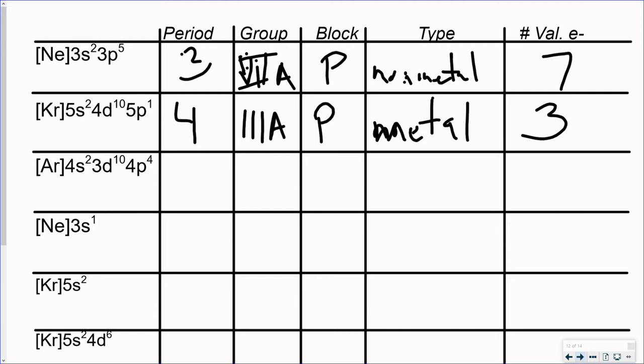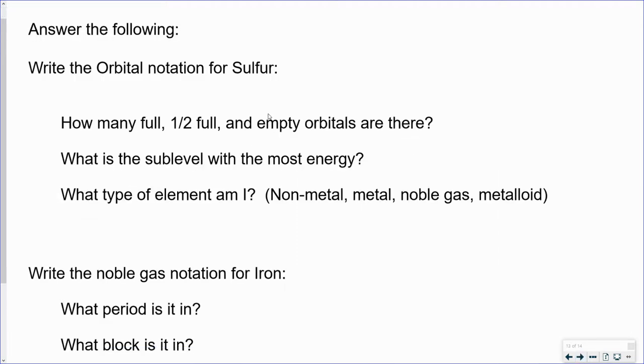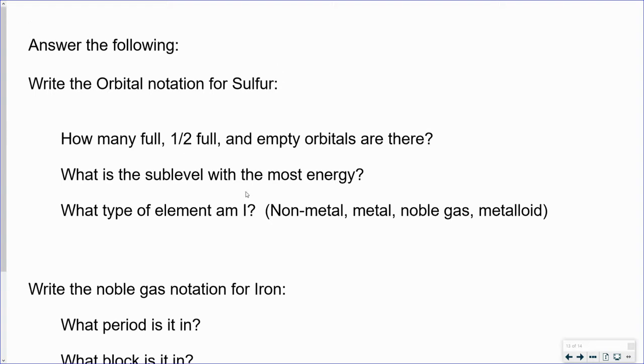Okay, so I'm going to show you the next slide. It's kind of similar. Based off of orbital notation of sulfur, I want you to tell me how many full, how many half full, and how many empty orbitals there are. What is the sublevel with the most energy, aka what's the highest energy level that we go to, and then what type of element it is. So looking at this, go ahead and fill that out.